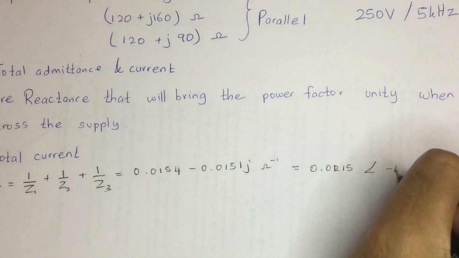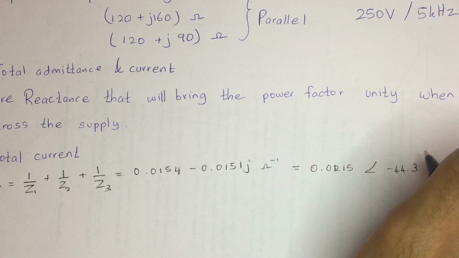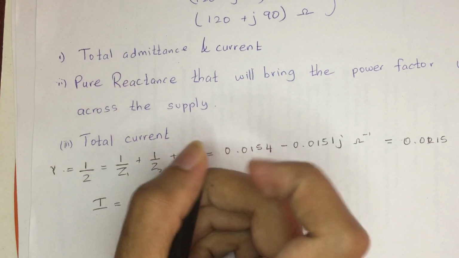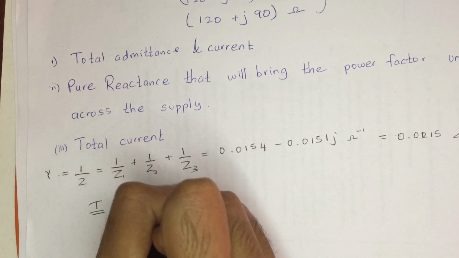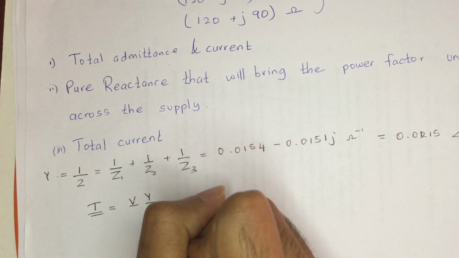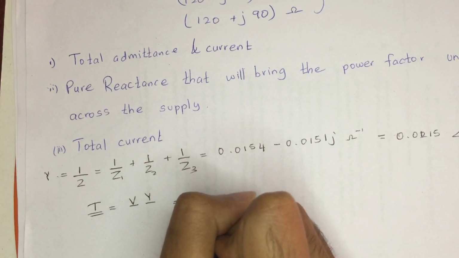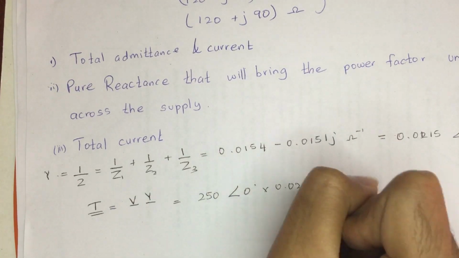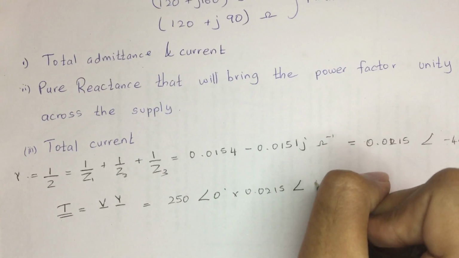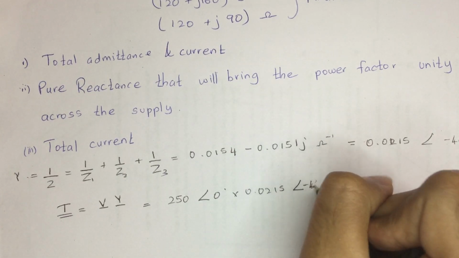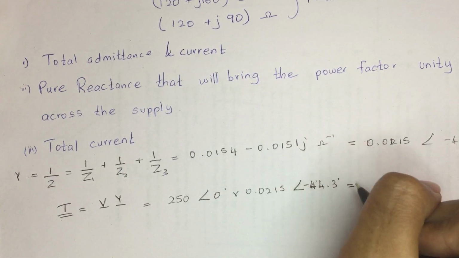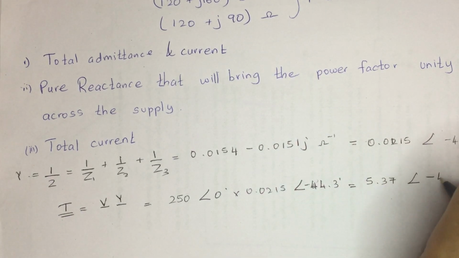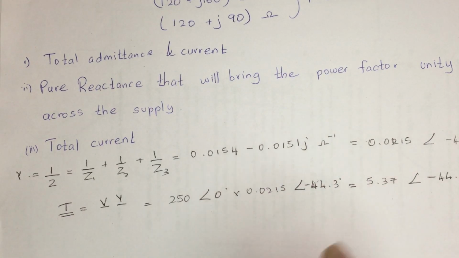So I am going to write 0.0215 with the angle of minus 44.3. Likewise, from that we can tell that the current would be equal to V over Z, which simply means V into Y, the admittance. So if we multiply these two values, 250 with the angle of 0 into 0.0215 with the angle of minus 44.3, it is going to return the value of 5.37 with the angle of minus 44.3. So this is the main thing.